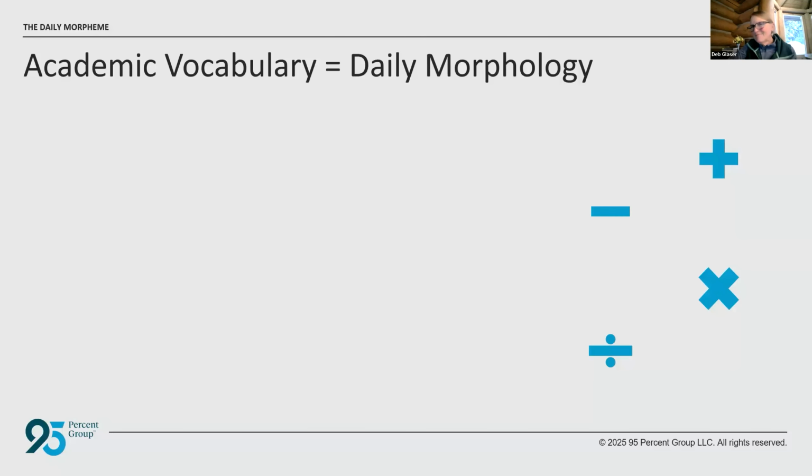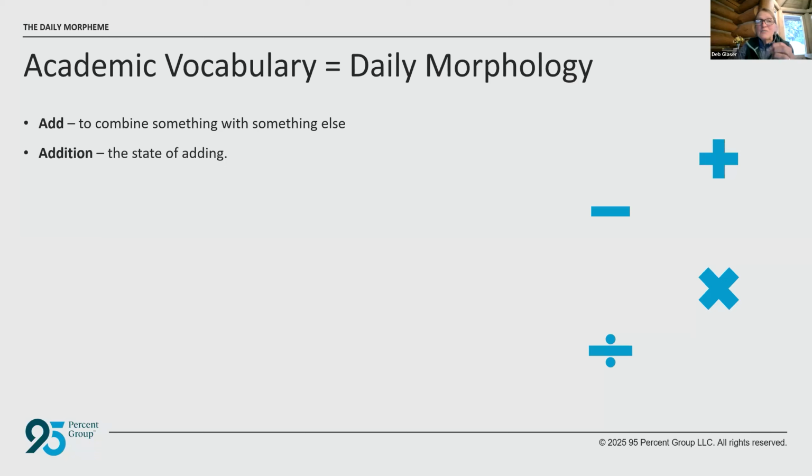On daily, I mean, who doesn't use these math terms? Do you ever stop and think about the morphemes in these terms? Add means to combine something with something else. So we're going to do an addition problem today, the state of adding, and we're going to combine this number with this number. What do we get?